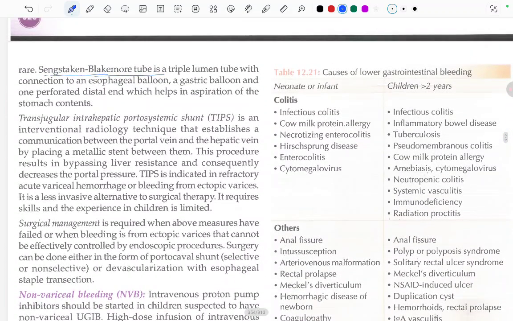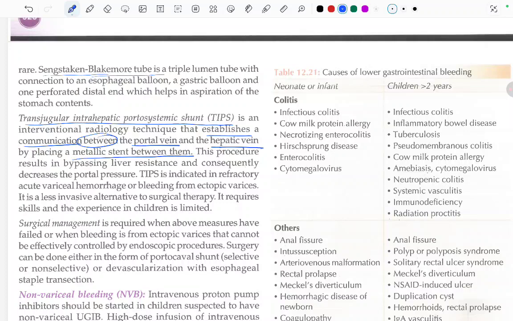Now coming to this transjugular intrahepatic portosystemic shunt, that is TIPS, an interventional radiology technique that establishes a communication between the portal vein and the hepatic vein by placing a metallic stent between them. This procedure results in bypassing the liver resistance and consequently decreases the portal pressure.